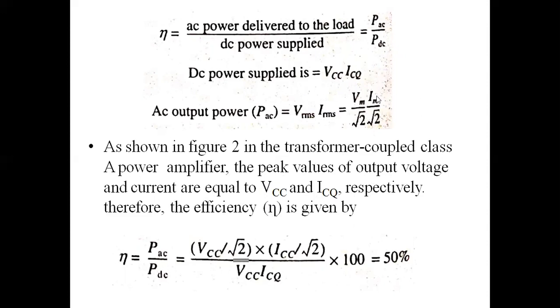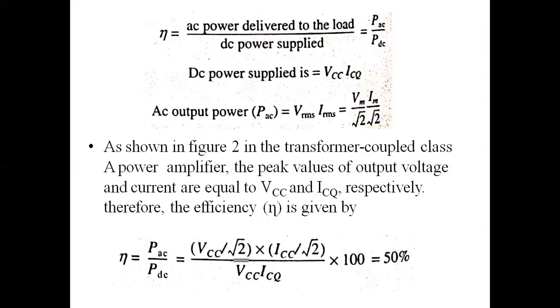We know the value of AC power delivered to the load, so substitute this value, as well as the DC power delivered to the load as VCC into ICQ, multiplied by 100. That is going to give the efficiency of the transformer coupled power amplifier as 50%.